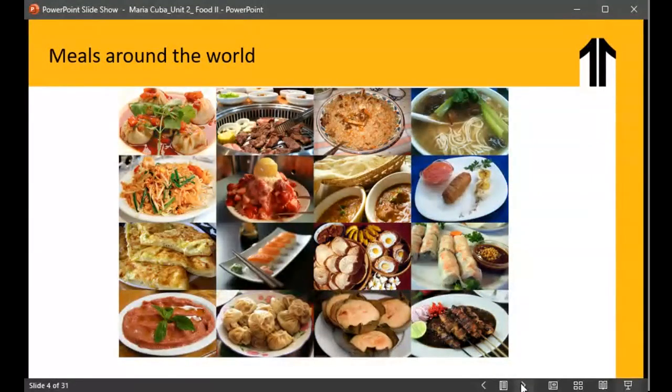Talking about meals around the world. There are different kinds of dishes around the world. Okay, so we're going to start this part with an activity, and I will send you a link for you to help me labeling some pictures. So give me a moment, please. Me van a ayudar con algunas comidas. So I'm going to send you a link in this part. Give me a moment, please.